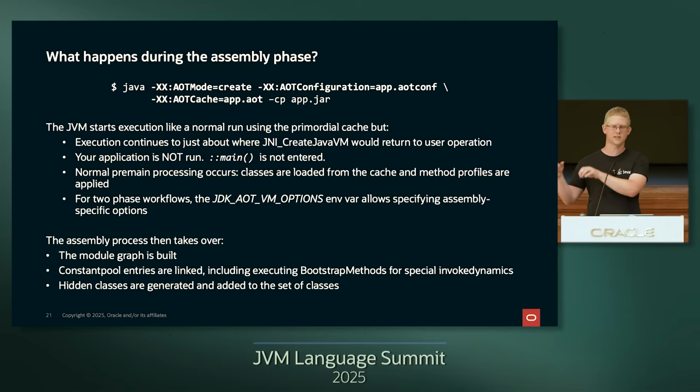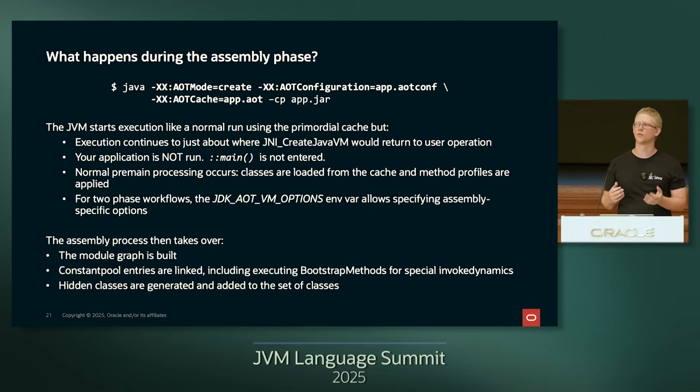But we don't do that. We stop just before that point. But on the way there, we've done the normal pre-main processing that we would do. We load the classes from that primordial AOT cache. We get them loaded, we get them linked, we get ready to go. And we apply the training data because we want that training data to be ready and live in our system, those method profiles to be ready for us when we're ready to compile code.